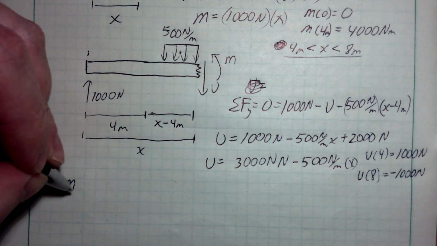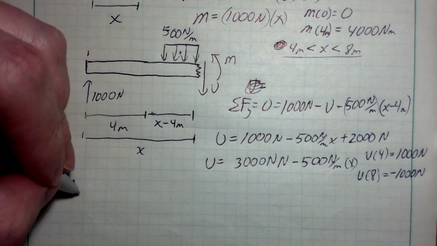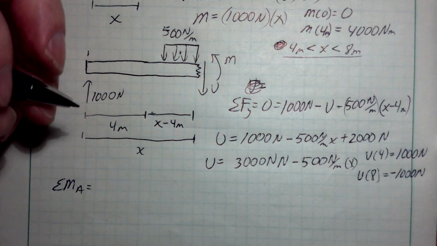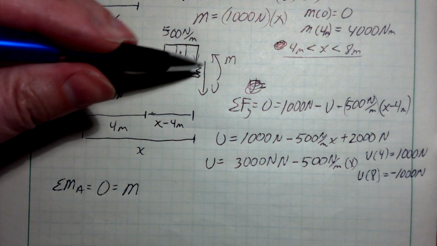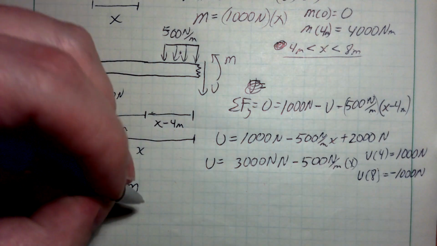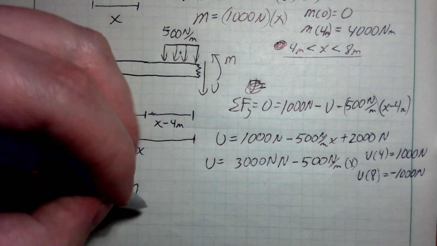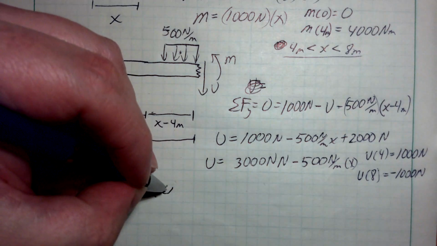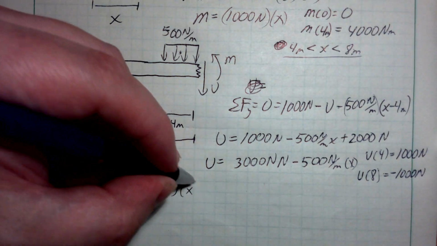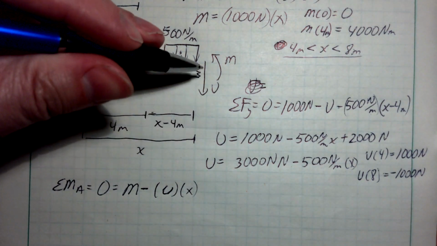Let's find our moments. I've got to find my moment equation. So sum of moments, I'm just going to take it about point A. That's going to add up to be 0. I'm going to add my bending moment. It's positive. I've got my shear force out here, so it's causing a clockwise moment. So minus whatever my shear force is times this distance x to get out to the shear force.